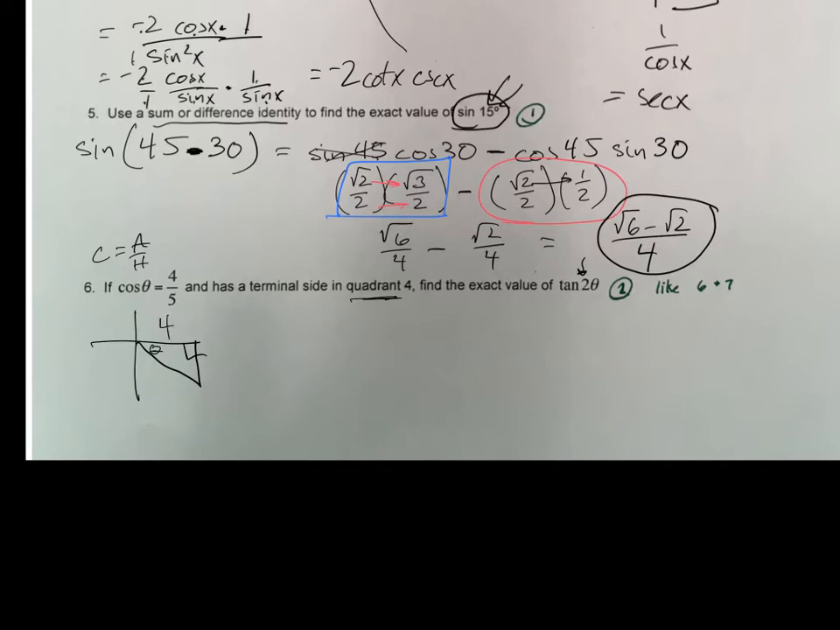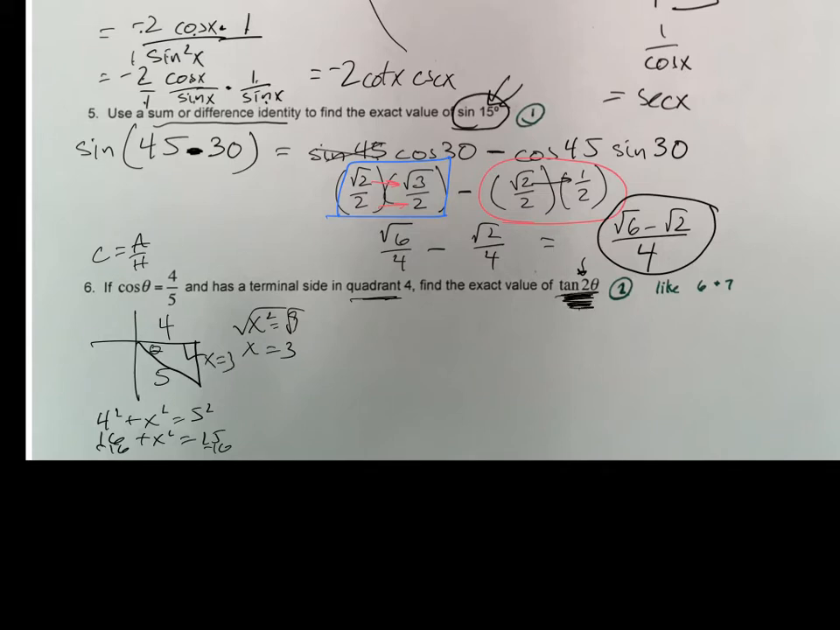Adjacent 4, hypotenuse 5. Pythagorean theorem is your next best friend right here. If you don't know the answer, remember it equals the hypotenuse squared. So 4 squared plus x squared equals 5 squared. 16 plus x squared equals 25. Subtract the 16. We get x squared equals 9. And then, of course, that means x equals 3.